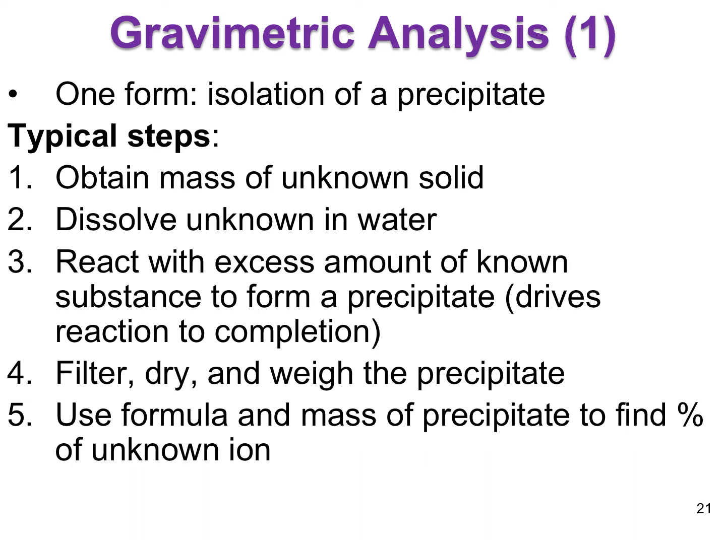The typical steps of gravimetric analysis involve obtaining the mass of the unknown solid, dissolving the unknown solid in water, reacting the unknown with an excess amount of known substance to form a precipitate, filtering, drying, and weighing the precipitate, using the formula and mass of the precipitate to find the mass and the percent of the unknown ion in the original sample.